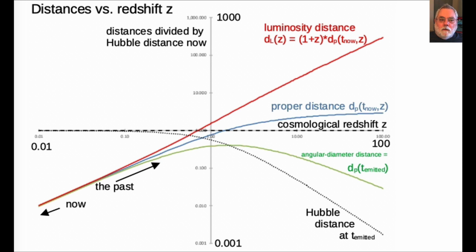The distances are all divided by the present Hubble distance, which is 4430 megaparsecs, and the vertical axis ranges from 0.001 at the bottom to 1000 at the top. Our universe is flat or nearly flat, zero curvature. The black dashed horizontal line represents the present Hubble distance. The black dotted curve represents the Hubble distance at the time the light was emitted, smaller in the past.